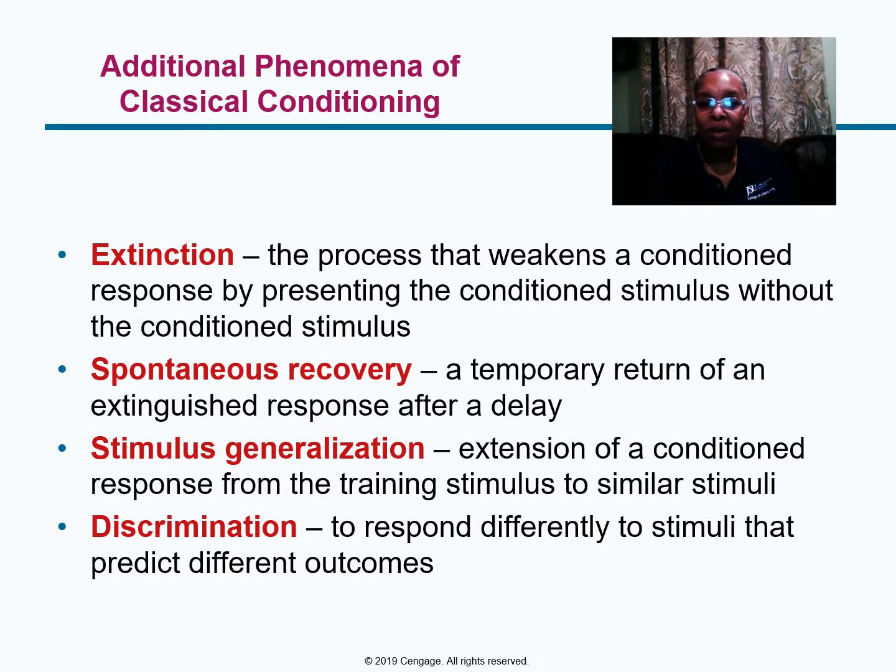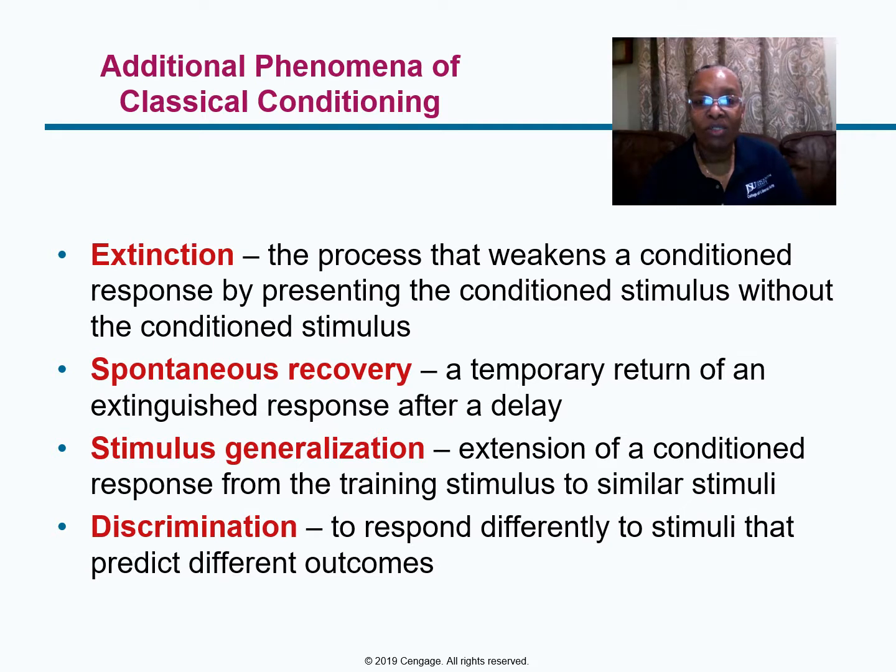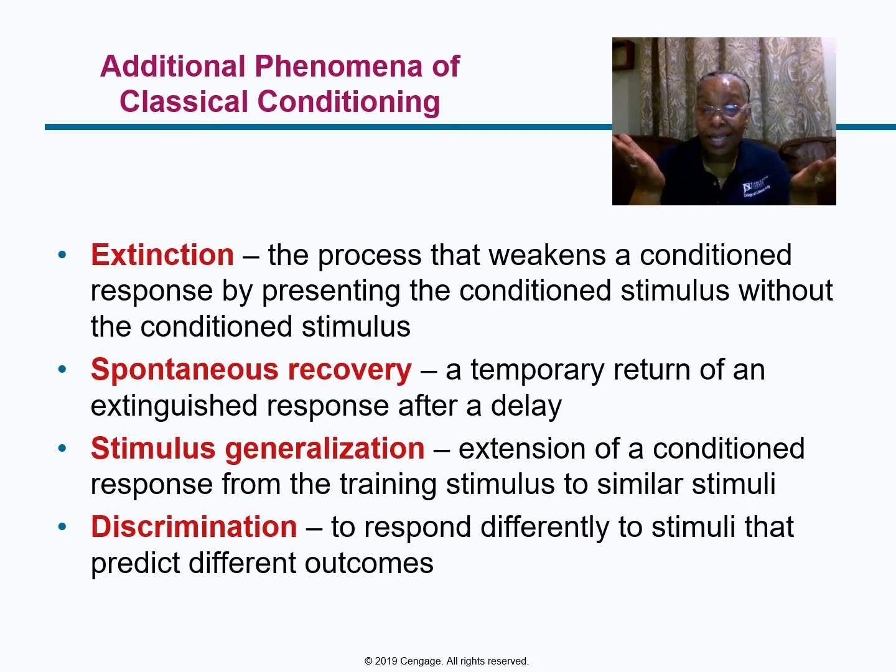This is what we talk about in terms of stimulus generalization. It's an extension of the conditioned response from the training stimulus to similar stimuli. The bee and the wasp may be different insects, but they kind of look alike. So what you were conditioned to after being stung by the bee, you're going to automatically assume the wasp will give you the same thing, and you'll feel that you're in danger.